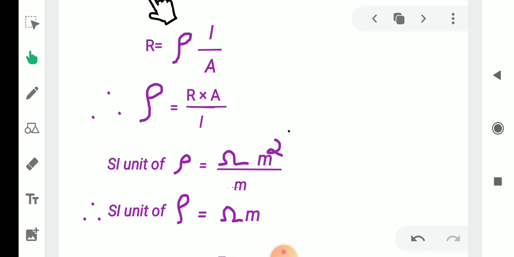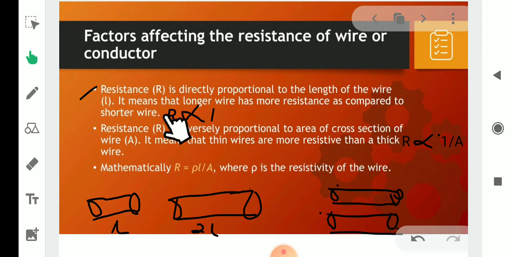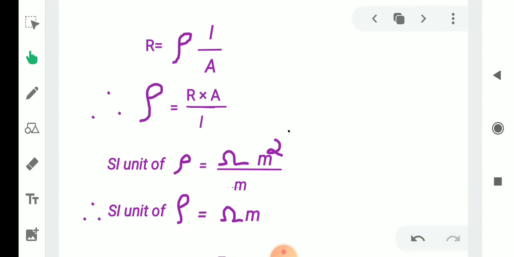So these are the factors on which resistance depends. R is equal to rho into L by A. By combining both, R is directly proportional to L and R is inversely proportional to area. Therefore, R is proportional to L divided by A. So mathematically R is equal to rho into L divided by A, where rho is the resistivity of the wire.